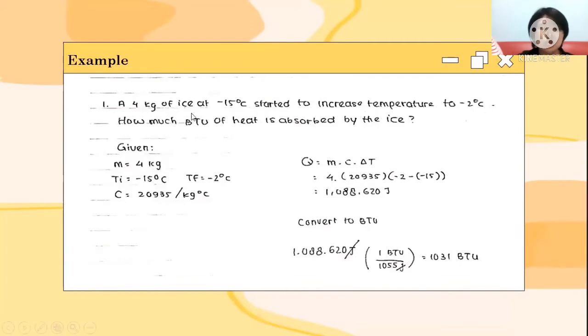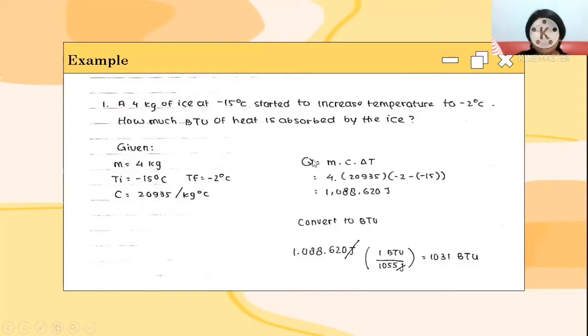Now, in this question, we have 4 kilo of ice at negative 15 degrees Celsius that started to increase its temperature to negative 2 degrees Celsius. How much BTU of heat is absorbed by the ice? Let's write the given, so it will be much easier for us later. We know the mass is 4 kilo. Initial temperature is negative 15 degrees Celsius. The final temperature is negative 2 degrees Celsius, and the C is from ice, so it's 2,093.5 joule per kilogram degrees Celsius.